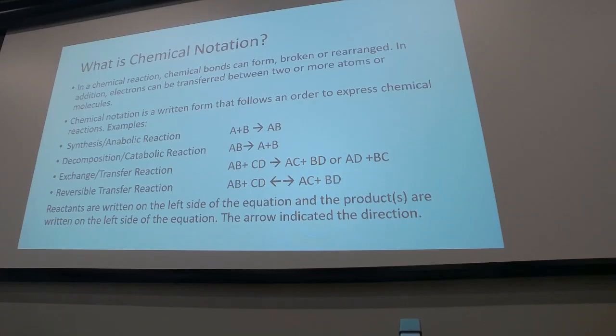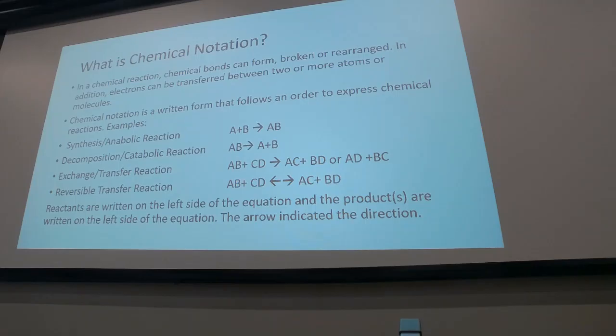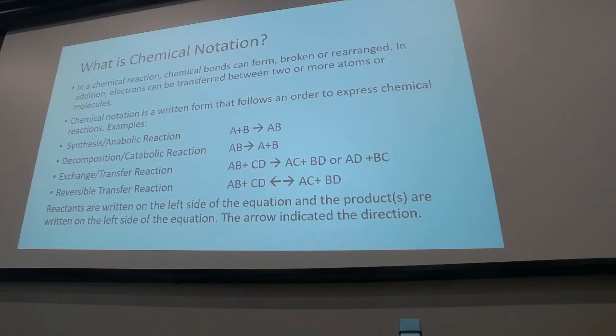Now let's look at what a chemical notation is. Chemical notation is basically writing down your chemical reaction either on a piece of paper or in an electronic form. And when you write a chemical reaction, you have to put reactants to the left, products to the right, and an arrow that tells you the direction of the chemical reaction. Sometimes it can be bidirectional. It can go in both ways, toward the products, or the products can be converted into reactants.